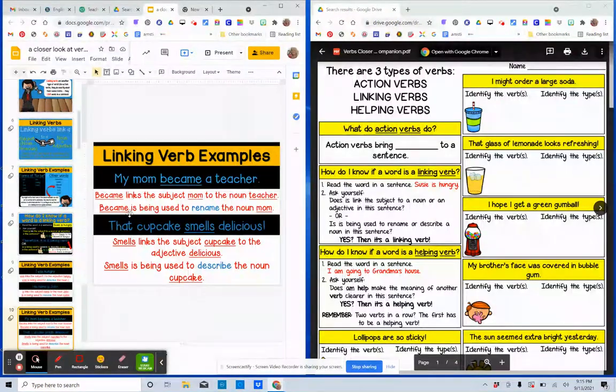Linking verb examples. My mom became a teacher. Became links the subject mom to the noun teacher. Became is being used to rename the noun mom. Okay? So, that cupcake smells delicious. Smells links the subject cupcake to the adjective delicious. Smells is being used to describe the noun cupcake.